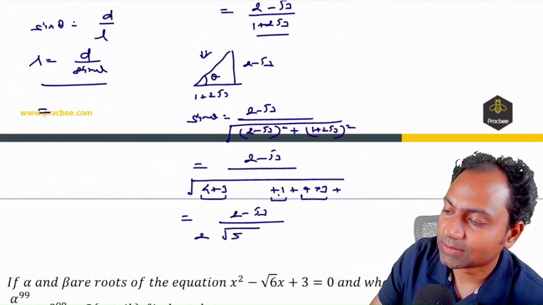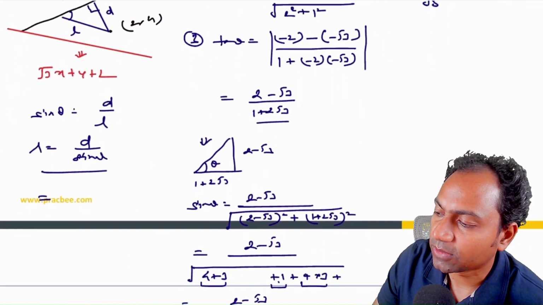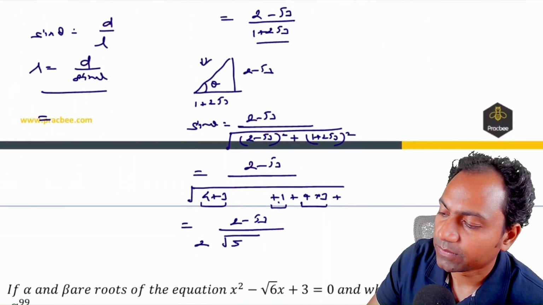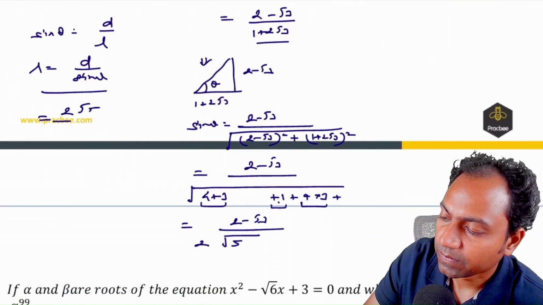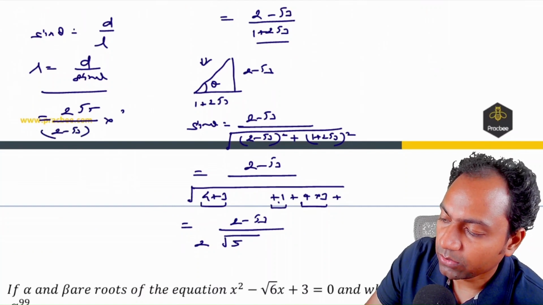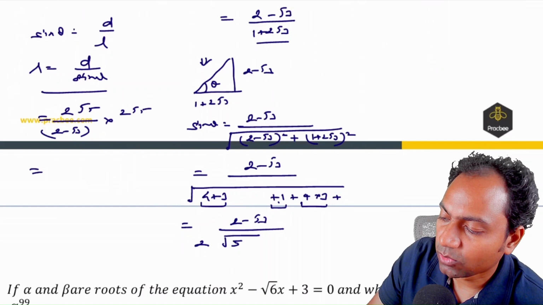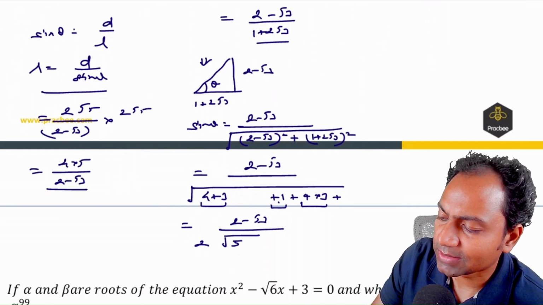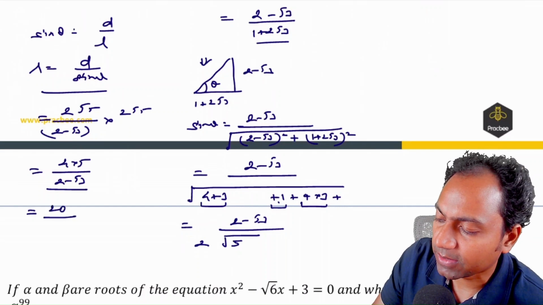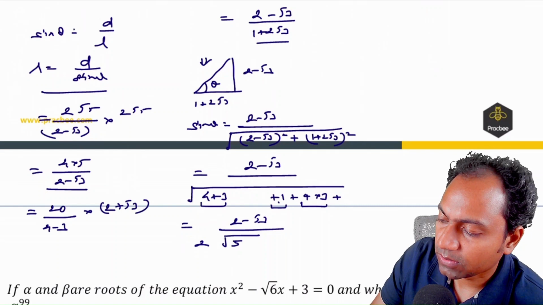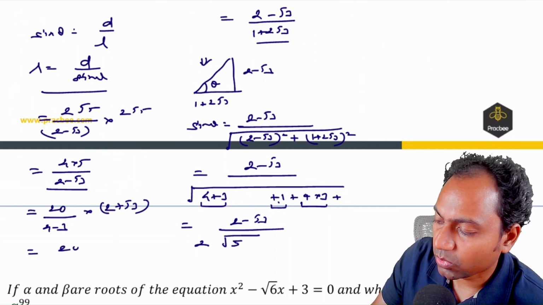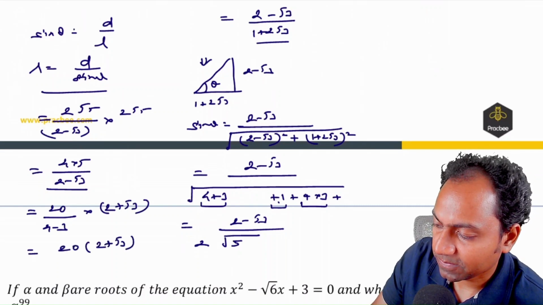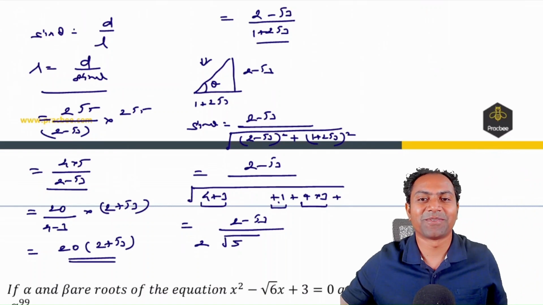Now let us write the answer. So your answer becomes nothing but d, which was 2 root 5, times what we have got from here, 2 minus root 3, into 2 root 5. You can see the numerator becomes 4 into 5 by 2 minus root 3. We can rationalize and get our answer. So this is 20 by 4 minus 3 into 2 plus root 3. So the answer becomes nothing but 20 times 2 plus root 3. You can check my calculation as well.